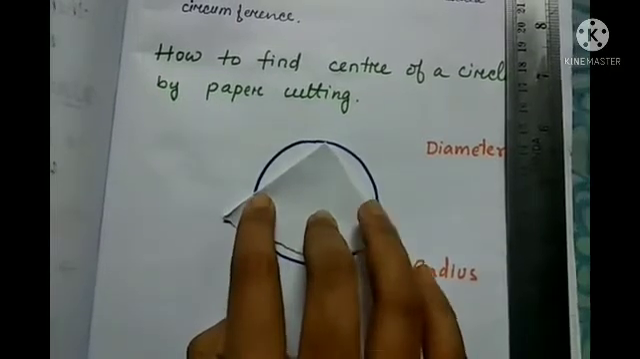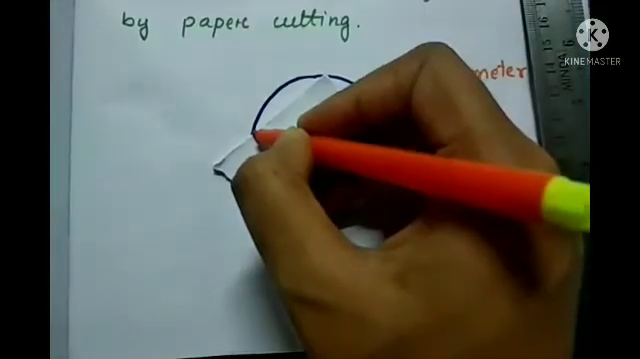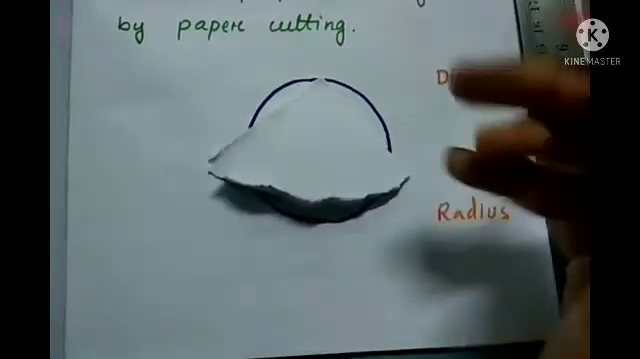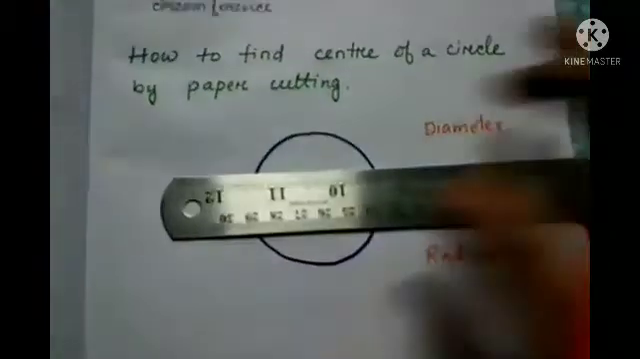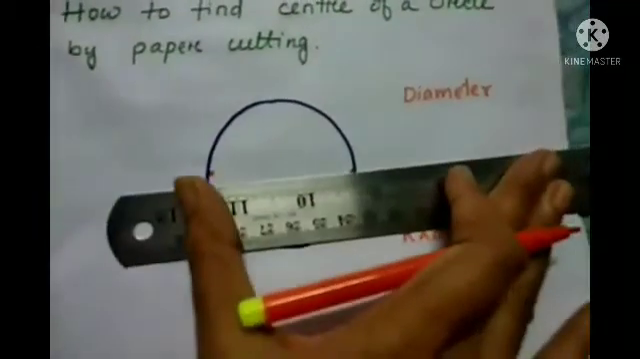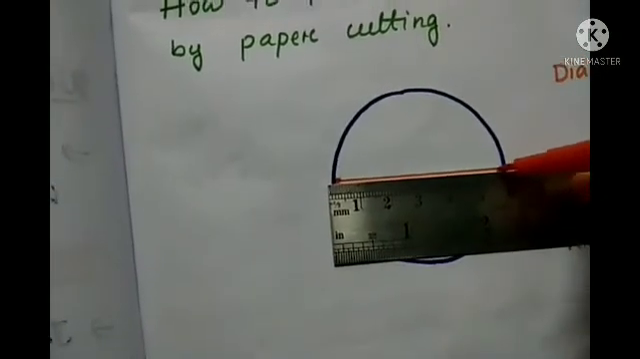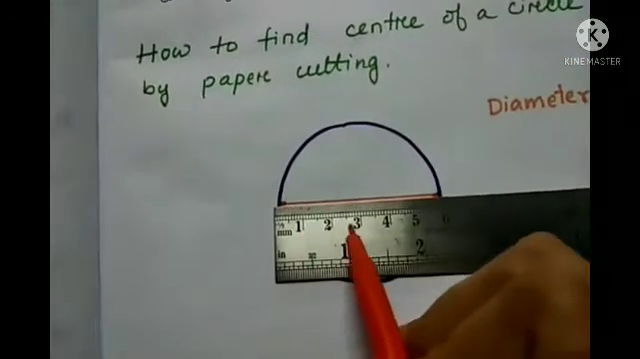So let's do it. In this way you have to mark these corners. Then, by removing it, you have to join these two dots with the help of a scale. First of all, measure it properly and then draw a line this way. Then you see the measure.